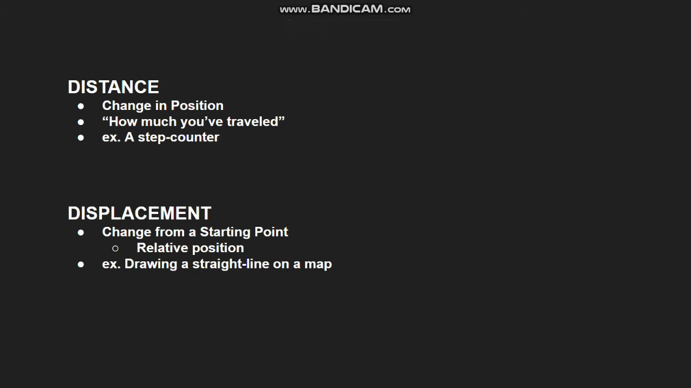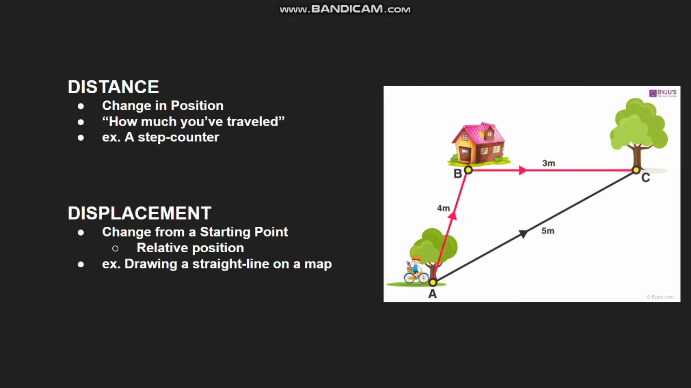Now let's define some terms. Distance is the change in position. It's basically how much you traveled. It's like what a step counter would track. On the other hand, displacement is change in position from the starting point. It's where you are relative to the start. It's basically like looking at a map and drawing a straight line from start to finish. If you think of it as a triangle, displacement is the hypotenuse, and the distances are the legs of that triangle.